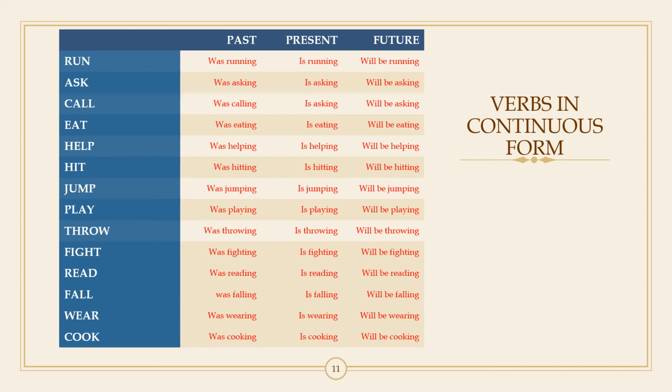But the only problem is with the main verb, right? The main verb is the one which denotes the time. So if it is the past, we say was running. If it is the present, we say is running. And if it is the future, we say will be running, right? Obviously, this is a no-brainer, right? When you say will be, you know that it is the future.